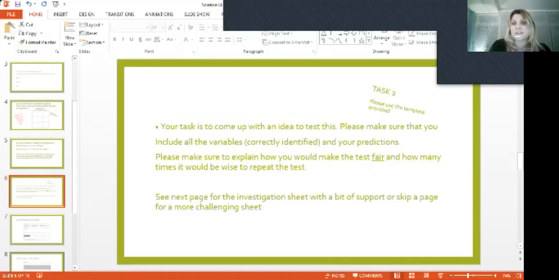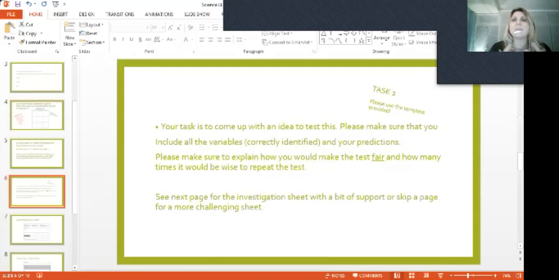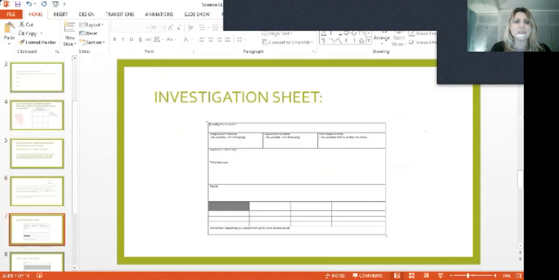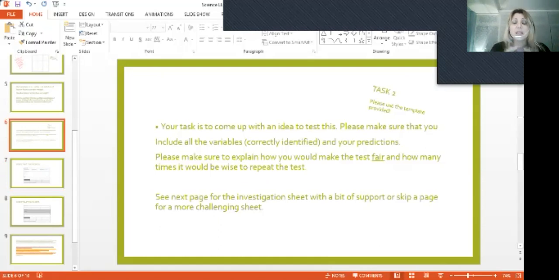So that's your first task, and your second task is actually to come up with an idea of an experiment to test that. What you could use are these investigation sheets. They're also in your pack. I'm going to talk about that in a second. In that, I would like you to include the variables and make sure that the variables are the correct ones, and explain why you have chosen those variables. So they need to be categorized. I'm going to go into the details for that in a second.